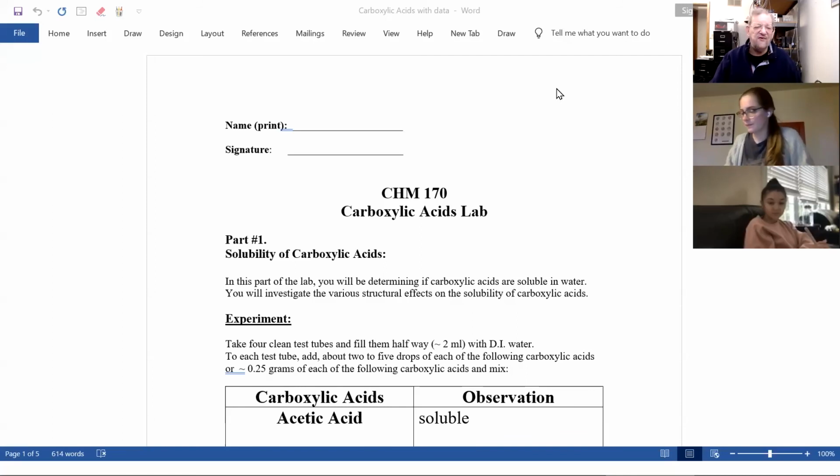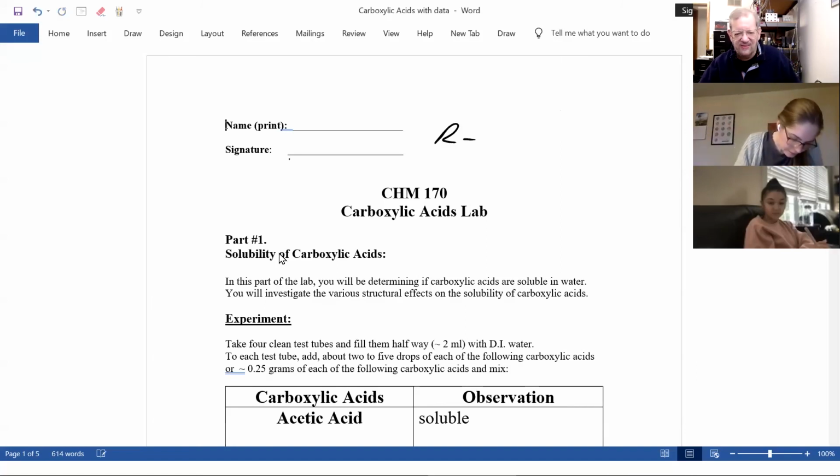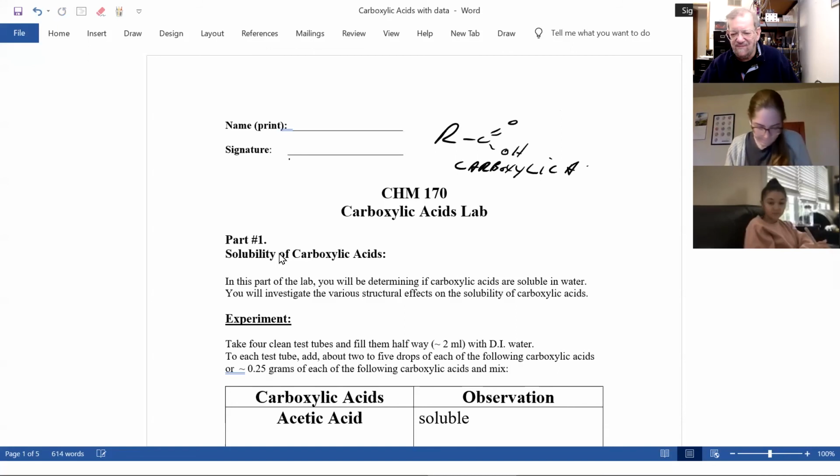Yay. All right. Now, first thing, carboxylic acids have the following structure. Now, carboxylic acids have an oxygen and a hydrogen, so they can hydrogen bond to water. And that helps in water solubility. But are there factors that can affect the water solubility of carboxylic acids? Well, in this lab, you're going to find out.